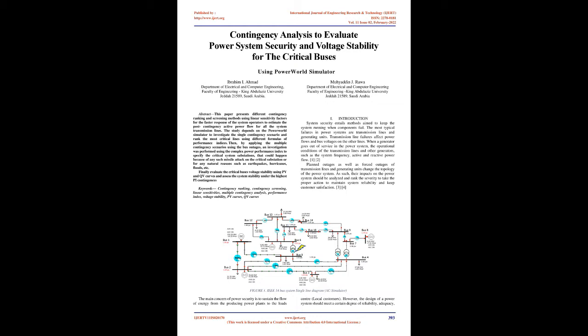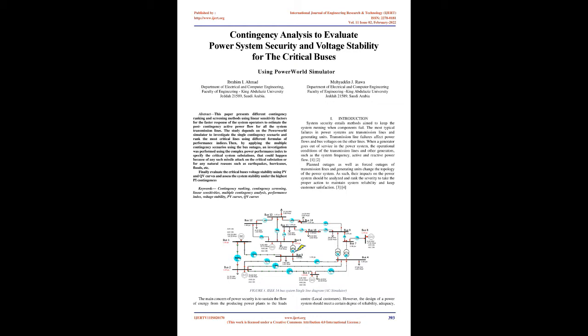Abstract. This paper presents different contingency ranking and screening methods using linear sensitivity factors for the faster response of the system operators to estimate the post-contingency active power flow for all the system transmission lines. The study depends on the PowerWorld Simulator to investigate the single contingency scenario and rank the most critical lines using different formulas of performance indices.